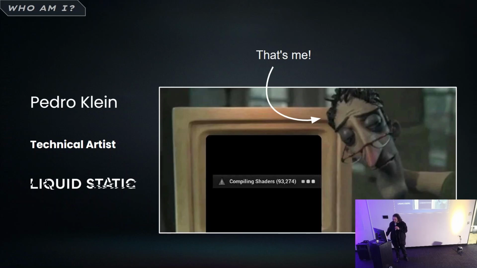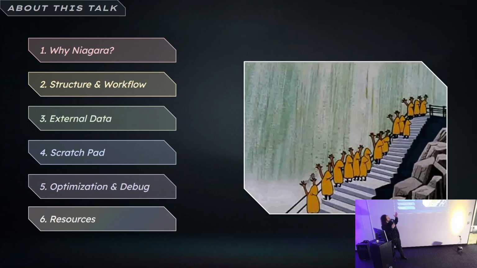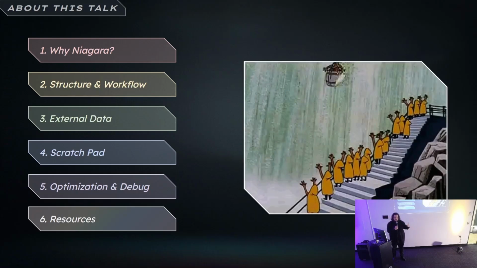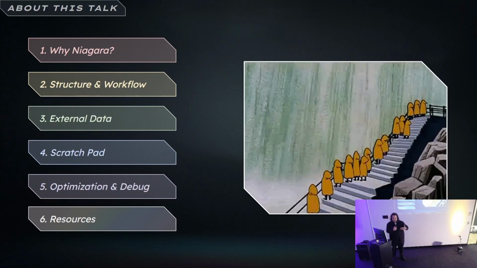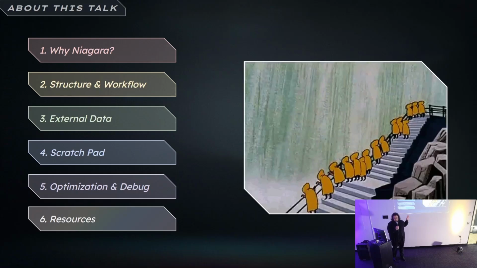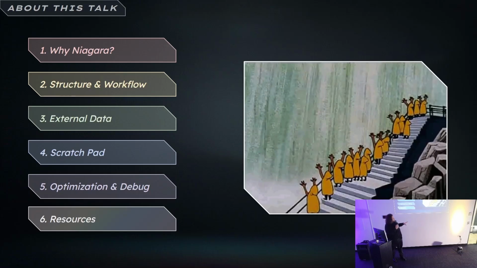So the topics of this talk. I want to talk about why Niagara, the structures and workflow of Niagara, how you can get external data into it, and Scratchpad, which is a bit more in detail, but I will try to cover it in a way that you can engage with it and then scale from there. Optimizing and debug. This is just me calling out everyone else that uses Niagara, and please try to follow some of this stuff, I hate seeing unoptimized VFX. And then resources at the end.